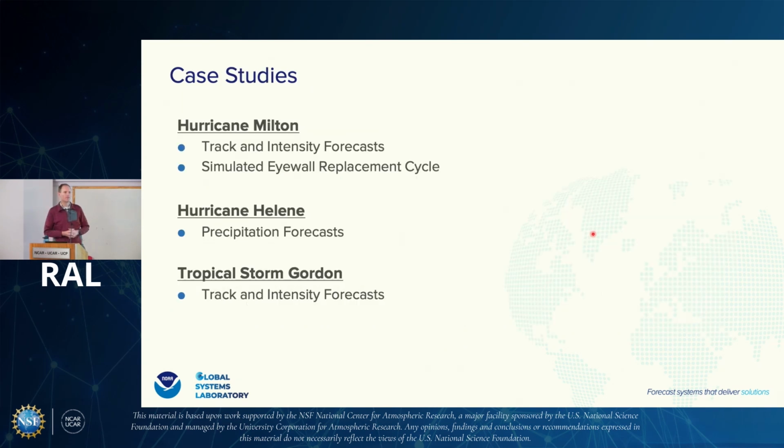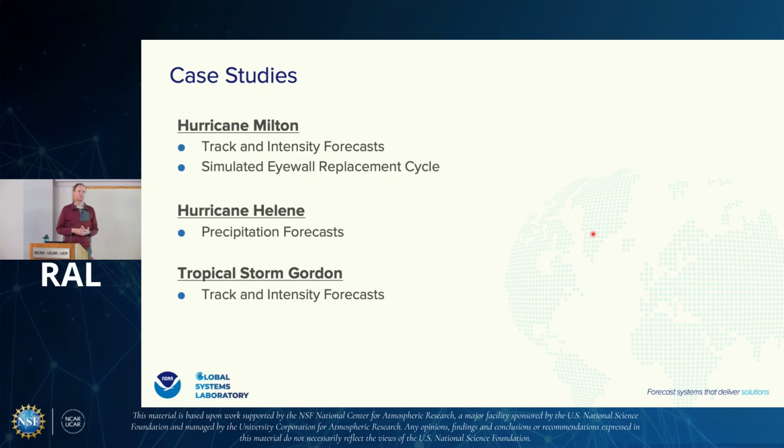So I want to go for the last half of the presentation to talk about some case studies. Two of our most notable storms of the season, Milton, one of the most intense storms on record in the Gulf of Mexico. We'll talk a little bit about our track and intensity forecasts for Milton, which, spoiler, yay, we were very, very happy with these.